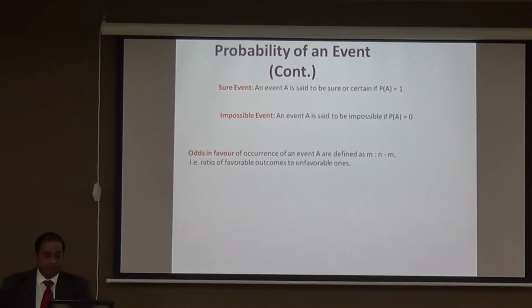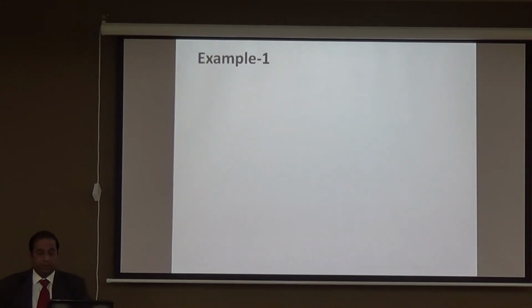Now there are certain other definitions, that is odds in favor of occurrence of an event A are defined as m ratio n minus m. That is the ratio of the favorable outcomes to the unfavorable ones. And the odds against occurrence of an event A are defined as n minus m ratio m. That is the ratio of unfavorable outcomes to the favorable ones.